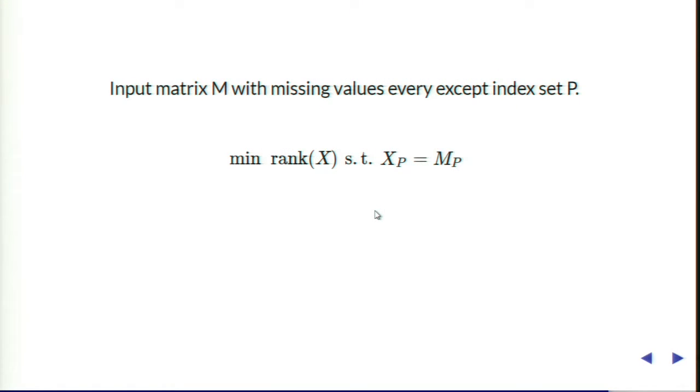You find a minimum rank imputed matrix that matches your given matrix on the nodes that you have available, the non-missing nodes. This is an NP-hard problem. It's not tractable to solve. But Candès very cleverly found, in some sense, the closest convex problem to that. And that star norm is the nuclear norm. It's a fancy norm for a matrix. It's the sum of the singular values of the matrix.